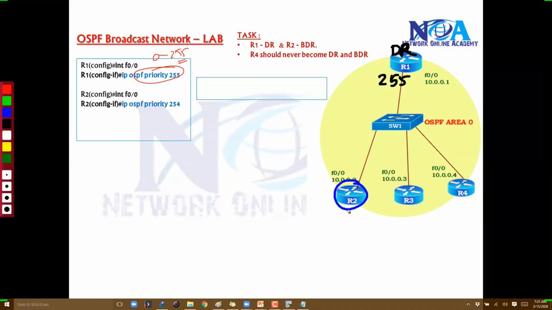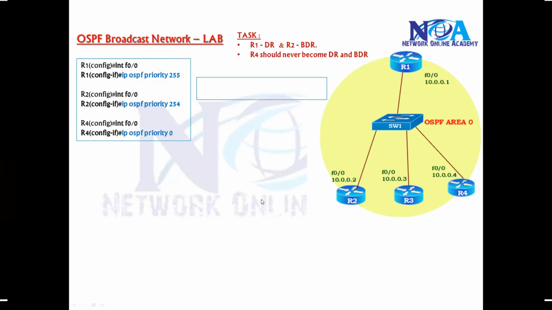And I want router 2 to take up the role of backup DR. So I'm changing the priority value here to 254, which is going to become the BDR. I'm not going to change router 3 because I just leave it. But on router 4, I want this router should never become the DR or the BDR, which means I'm going to change the priority value to 0. So how can we do that? Simple command: ip ospf priority, and then give the priority value.